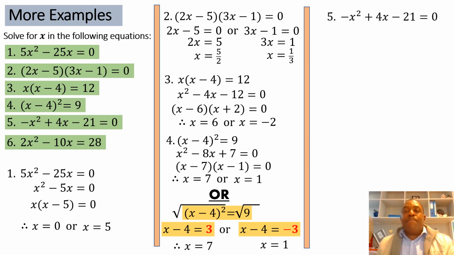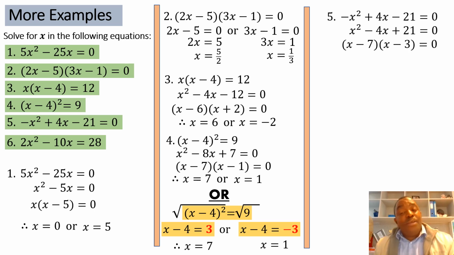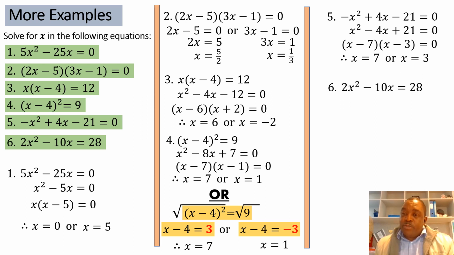Here's another one, and here I wanted to emphasize that when you're solving your quadratic equations, one of the most important things, make sure that you've got a positive x squared. So our first step is to fix that by multiplying everything with a negative, and then we're ready to factorize, and then we can solve our equation. x is equal to 7 or x is equal to 3.